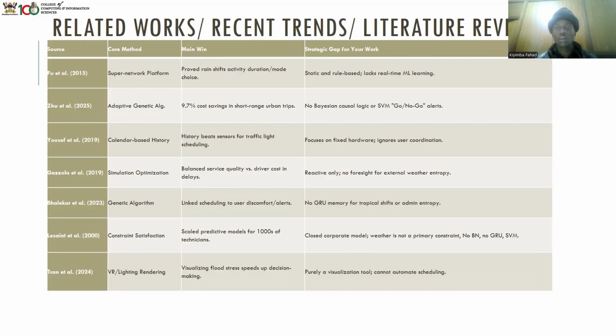We also talk about a paper published in 2019 that tells us how important historical data is, and that it is more reliable than even traffic lights, the rules themselves. However, this focused on fixed hardware and really ignored user coordination, like the students themselves.